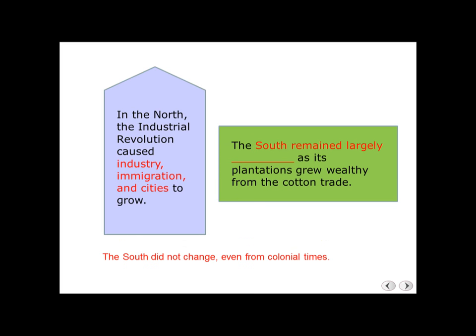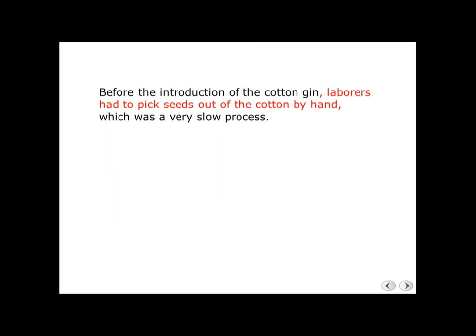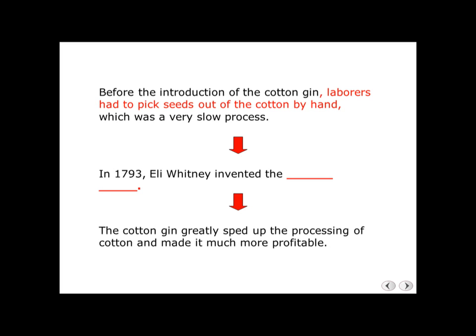The South remained largely rural, as its plantations grew wealthy from the cotton trade. Again, the South did not change even from colonial times. There wasn't a whole lot of progression virtually in any area. Before the introduction of the cotton gin, short for cotton engine, laborers had to pick seeds out of the cotton by hand, which was a very slow process. In 1793, Eli Whitney invented the cotton gin. The cotton gin greatly sped up the processing of cotton and made it much more profitable.